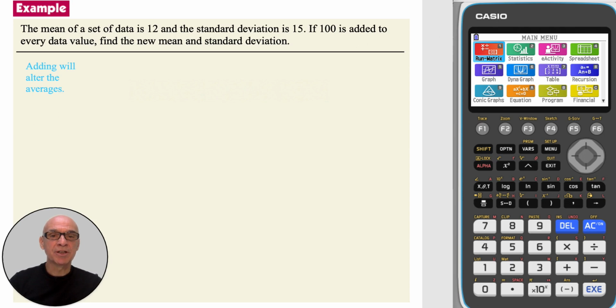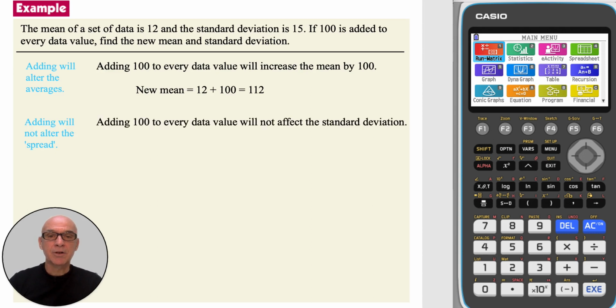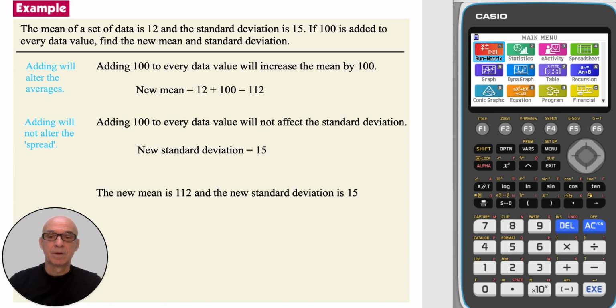Adding will alter the averages. Adding 100 to every data value will increase the mean by 100. So the new mean is equal to 112, as shown. Adding will not alter the spread. So adding 100 to every data value will not affect the standard deviation. So the standard deviation remains unchanged, as shown. So the new mean is 112 and the new standard deviation is 15.